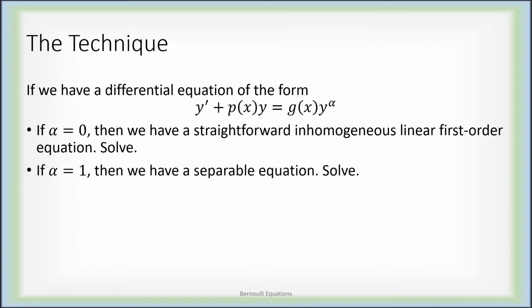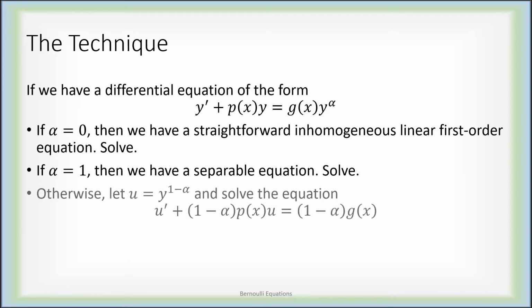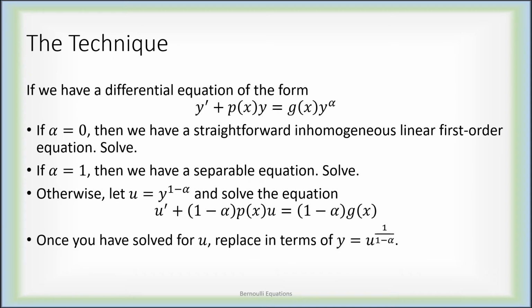If alpha is 1, you have the same power of y in two places. By collecting like terms, you can actually separate variables, and this is separable. So go ahead and solve it that way. Otherwise, do the substitution u equals y to the 1 minus alpha, and then you end up with this equation right here. u prime plus a constant times p of x times u equals a constant times g of x. You can solve that because that is a linear inhomogeneous equation.